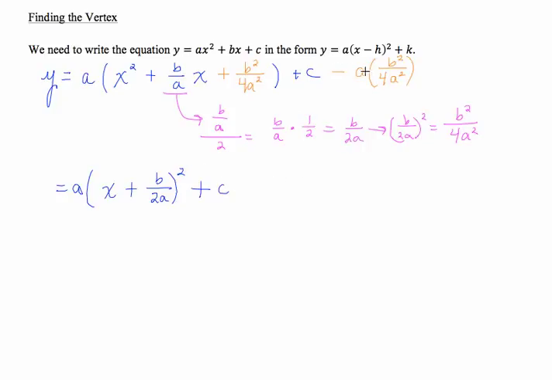Then over on the right, there's no need to simplify this much. The only thing I'm going to simplify is I'm going to cancel that a with one of those a's in the denominator. So we'll have minus b squared over 4a. Okay, and this is vertex form right here. Okay, vertex form, I'll write it beneath it.